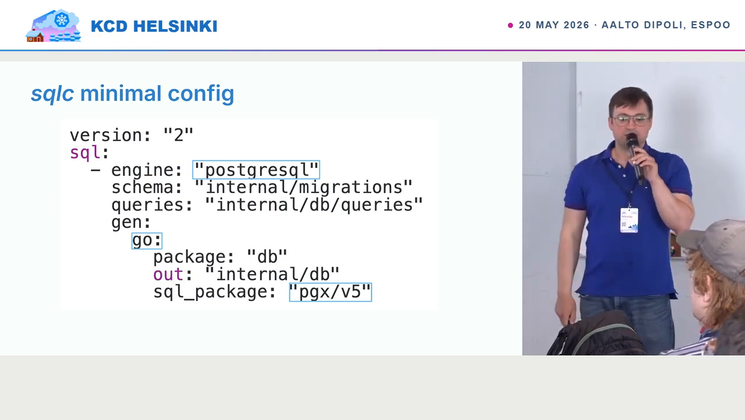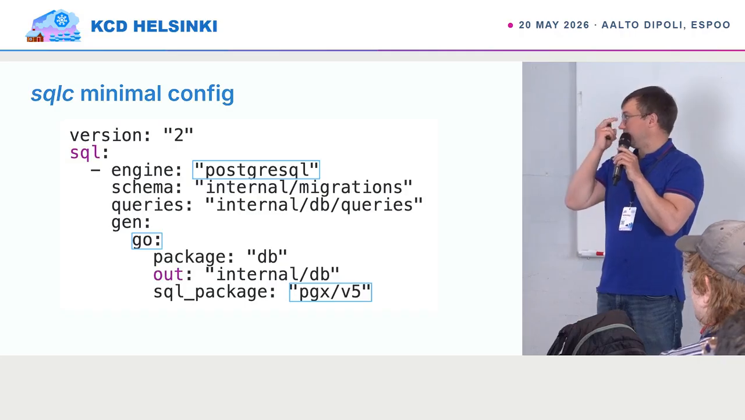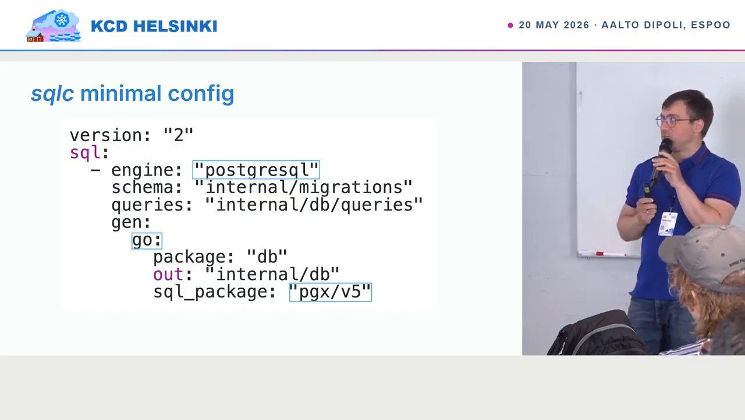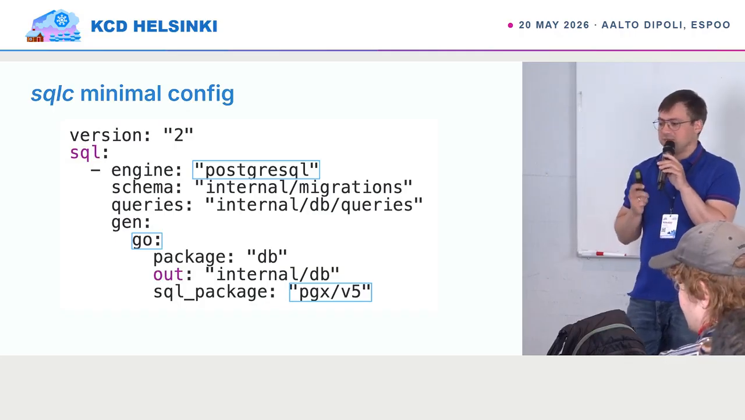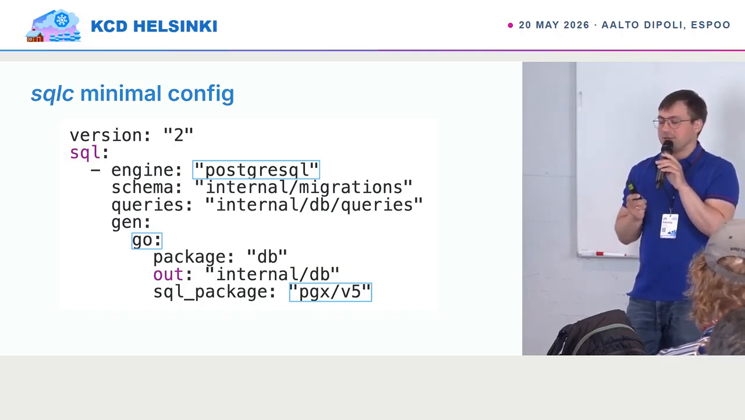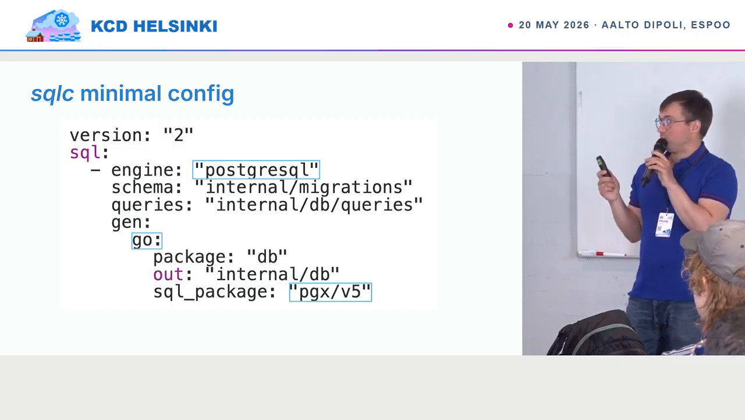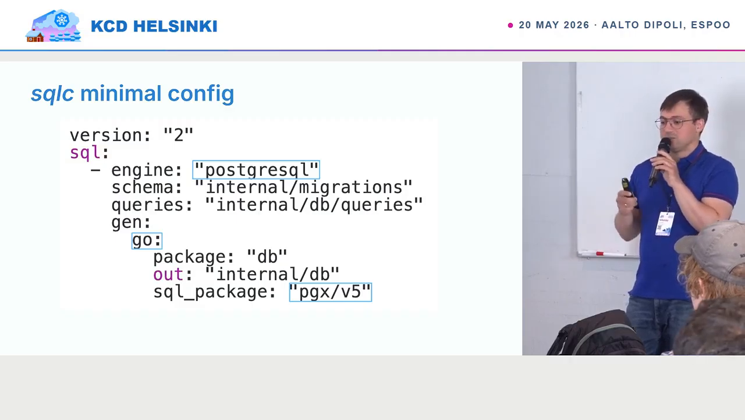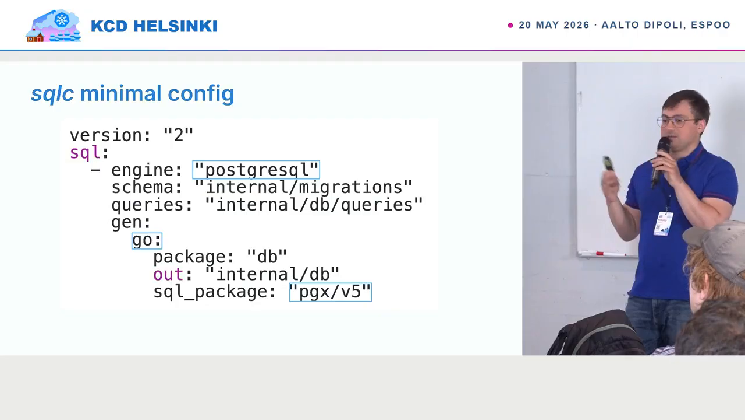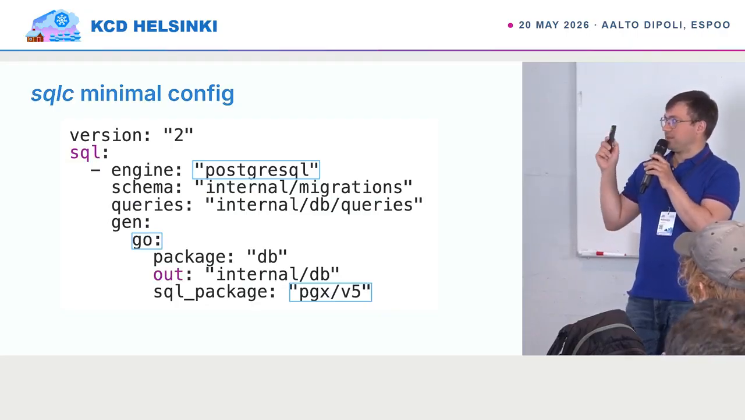And this is a sqlc minimum configuration file. We need to specify what engine we use. In our case, it's Postgres, but it also supports MySQL, MariaDB, and right now they're adding support for ClickHouse. So in that sense, it's not limited to Postgres. Then we need to specify where our schema migrations are. It's able to read multiple schema migrations, not just one, and aggregate them. Then we need to tell it where the query files are.